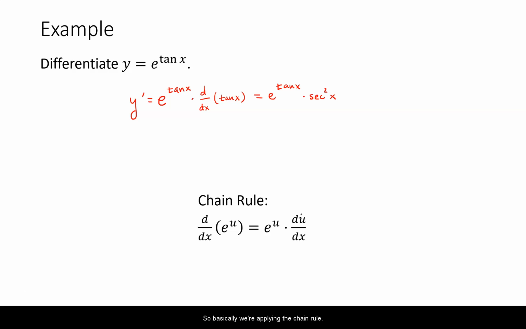And yeah, so basically we're applying the chain rule that we see here. If we've got some function u in the power, then the derivative of e to the u will be e to the u times the derivative of u.